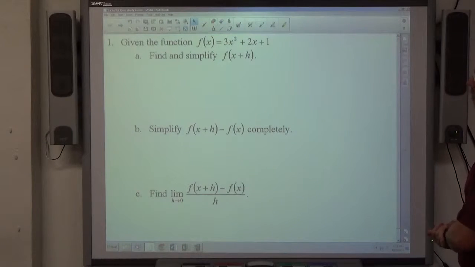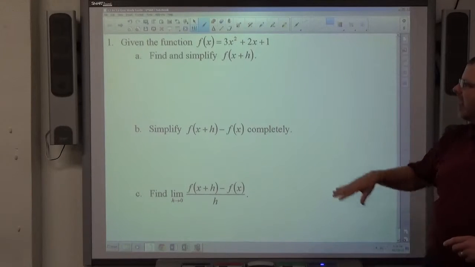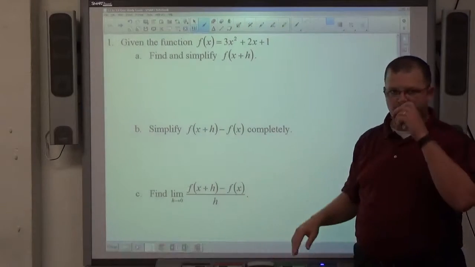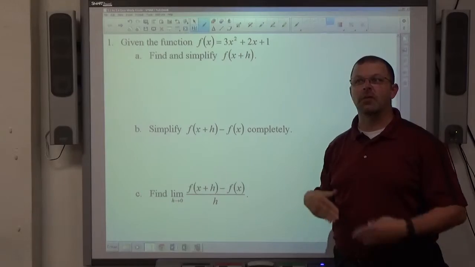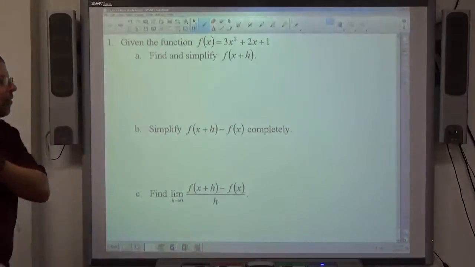All right, the 3.1 to 3.4 quiz study guide. First question is application of the definition of derivative. And I broke it into pieces like this to ensure that you use the definition of derivative instead of some shortcut that we've learned in future lessons, 3.3 specifically.